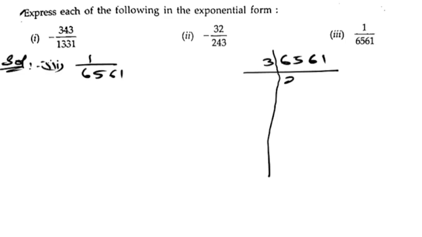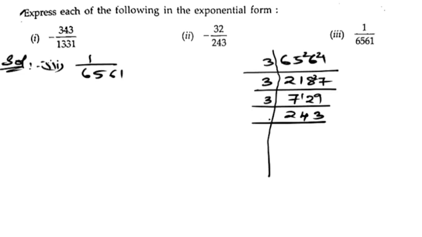3 2s are 6, 3 1s are 3, 2 left, 3 8s are 24. So 2 left, 3 7s are 21. 3 7s are 21, 3 2s are 6, 2 left, 3 9s are 27. 3 2s are 6, 3 4s are 12, 3 3s are 9. 3 8s are 24, 3 1s are 3. 3 2s are 6, 2 left, 3 7s are 21. 3 9s are 27. 3 3s are 9.